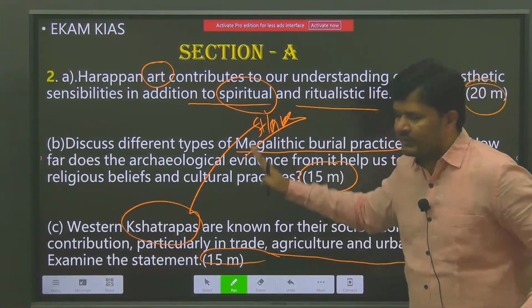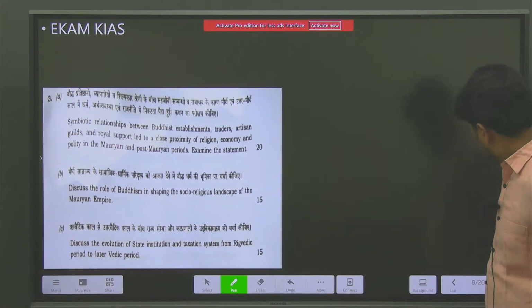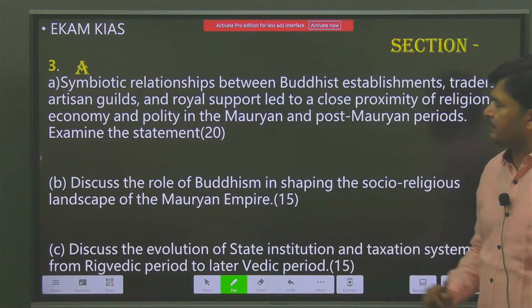So in Section A, the first question is map pointing, the second question has three parts, and then the third question in Section A.